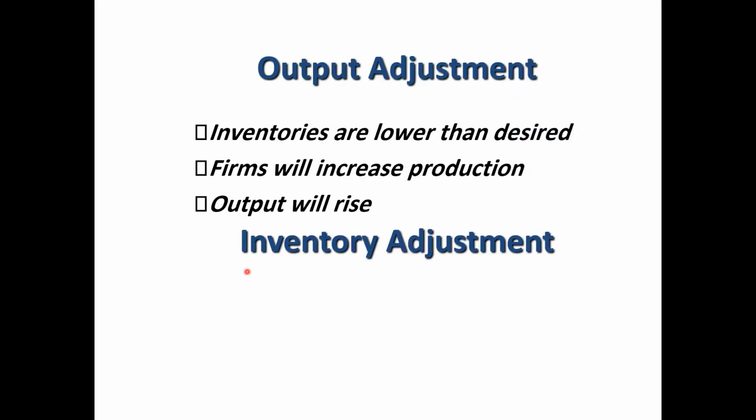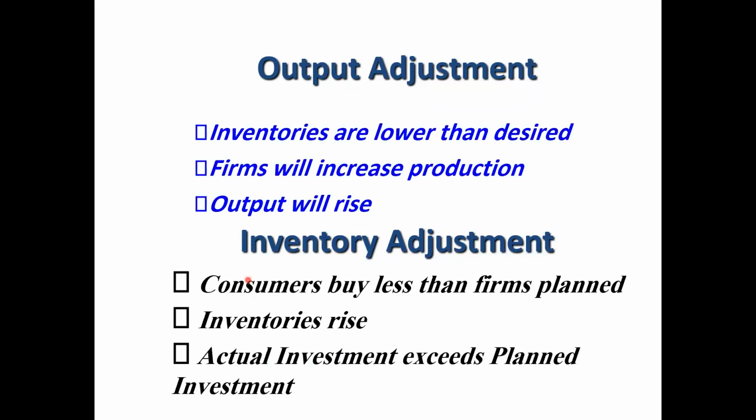For inventory adjustment, consumers may buy less or more than firms planned. Here, if consumers buy less than firms planned, this means that we have more inventories. This means that actual investment will exceed the planned investment. So the output will rise only if inventories are lower than desired, and here firms will increase production.